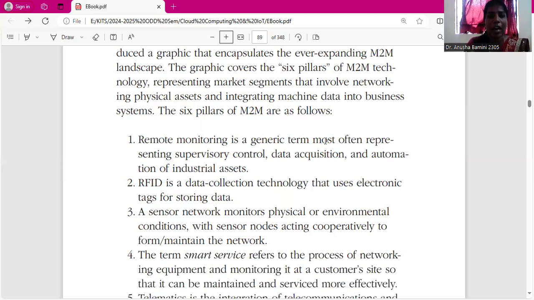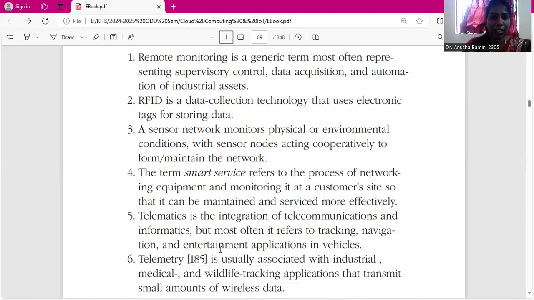Then the second one is RFID. We all know about RFID, radio frequency tag. This mainly supports data collection technology. Everywhere, whatever products you are buying from the market or a shop nowadays, each product is added with an electronic tag to store the data. The third pillar is the sensor network, which monitors either physical or environmental conditions, whatever it is. Then the fourth pillar is smart service.